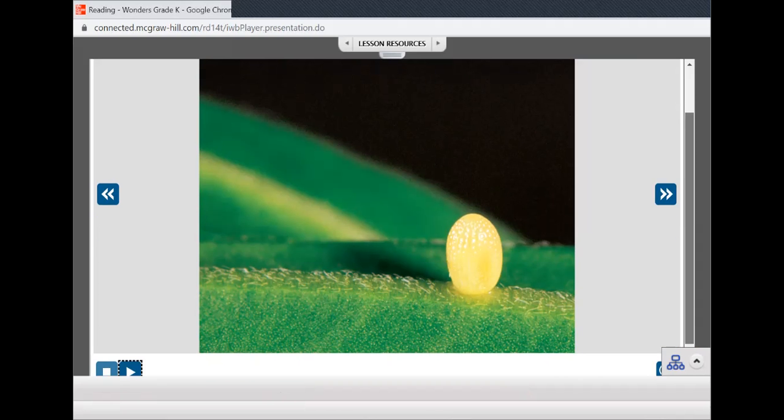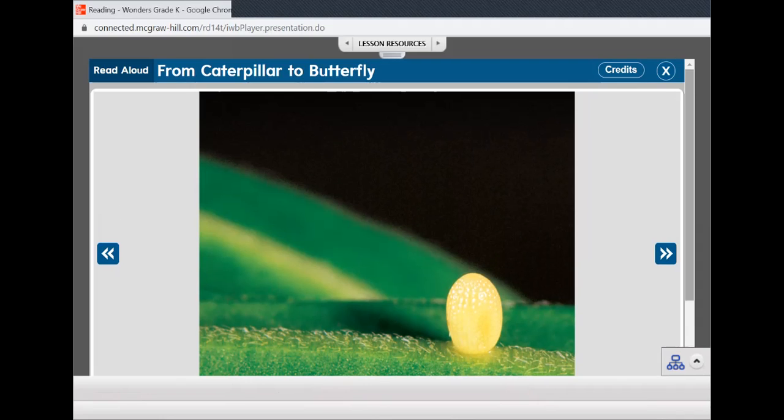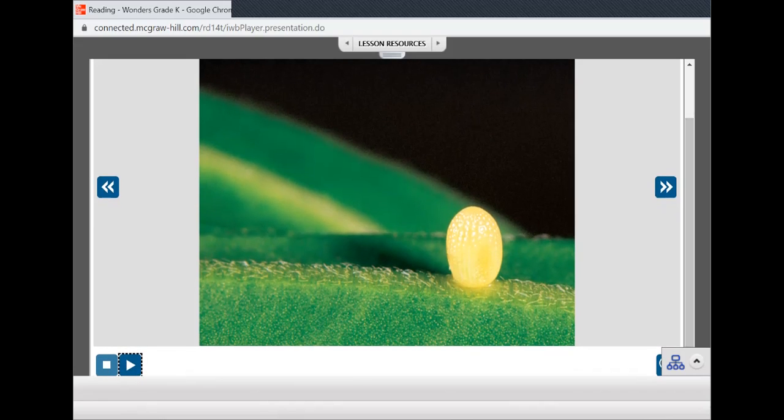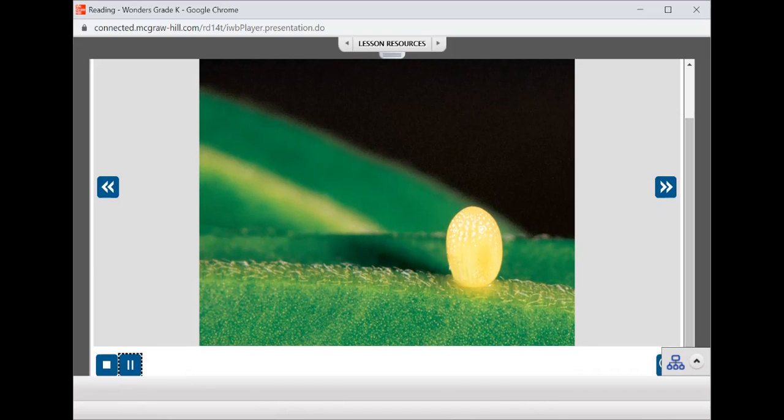Let's listen to a read aloud, and it is called From Caterpillar to Butterfly. All right, let's listen. From caterpillar to butterfly. What do you know about butterflies? Many baby animals look a lot like their parents. A baby colt grows up to be a horse. A little cub grows up to be a bear. Do you know what a caterpillar grows up to be? If you said a butterfly, then you are right.